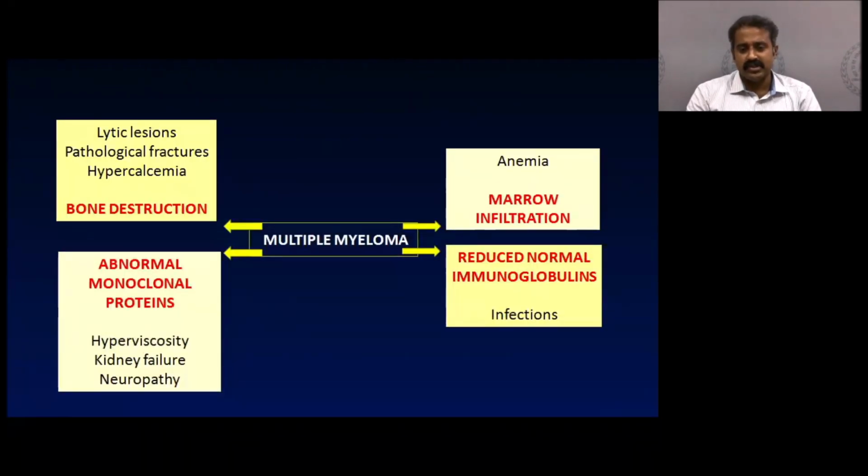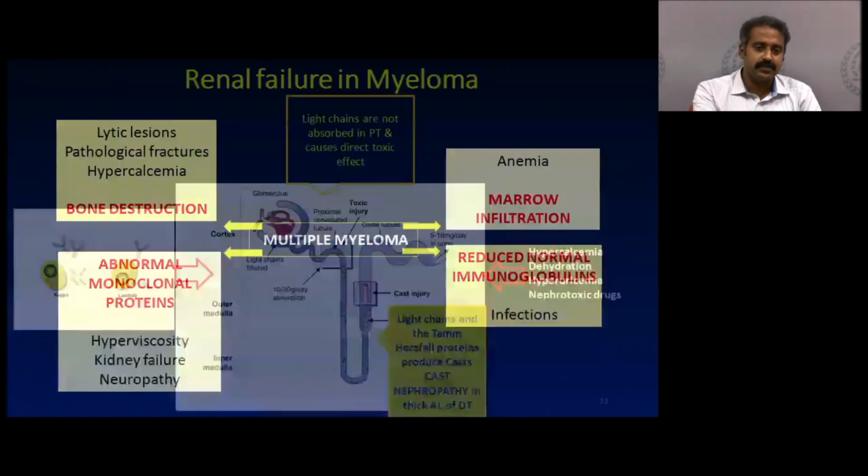If you look at the pathogenesis of multiple myeloma, this graph sort of summarizes what happens. So you can have bone marrow infiltration, which can cause anemia and various degrees of cytopenia. As I said, the polyclonal nature of immunoglobulin is lost. So there is reduced normal immunoglobulin, which can increase the propensity for infections. There are abnormal monoclonal proteins, which can cause hyperviscosity, renal failure, and neuropathy. And there is also bone destruction, which causes lytic lesions, pathological fractures, and hypercalcemia.